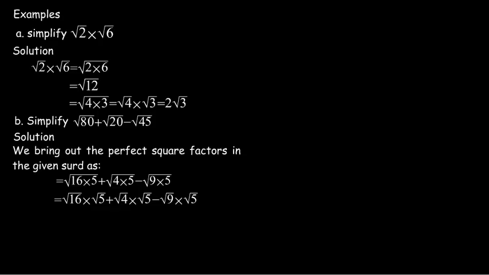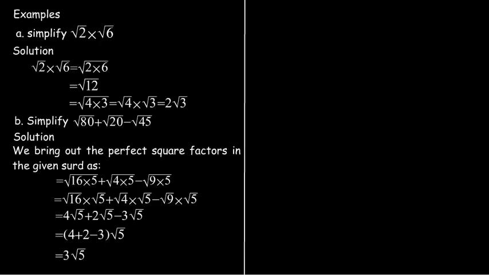The root of 16 is 4, the root of 4 is 2, and the root of 9 is 3. So it becomes 4 root 5 plus 2 root 5 minus 3 root 5. Since our roots are the same, root 5, we can add and subtract our coefficients. So it will be equal to 4 plus 2 minus 3, times root 5, which is equal to 3 root 5.